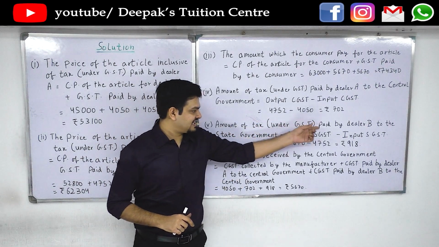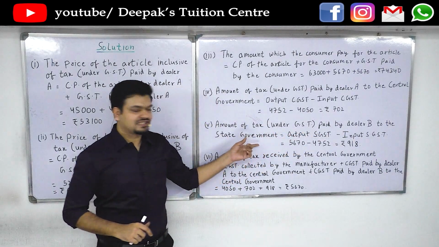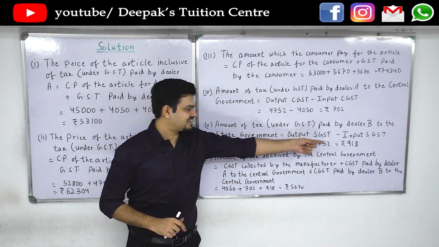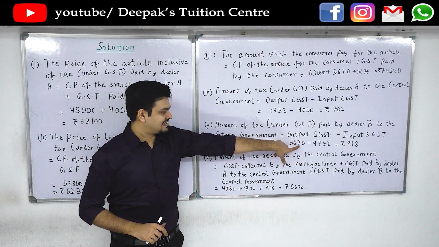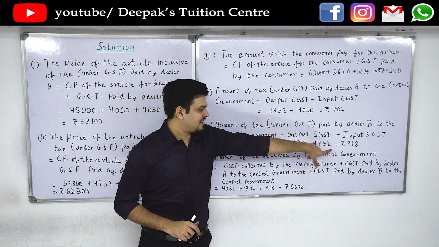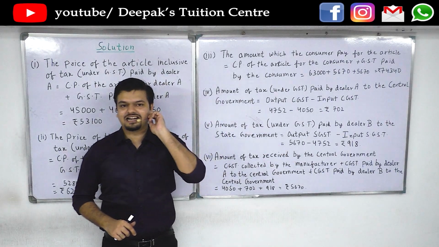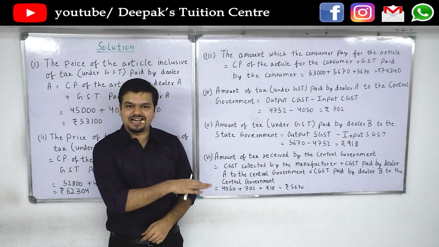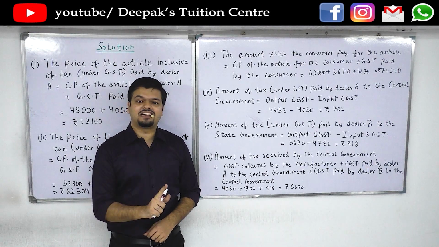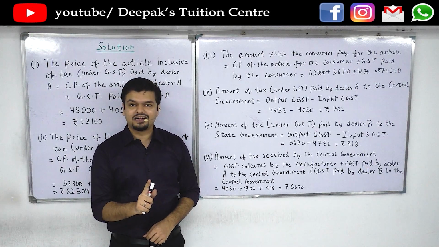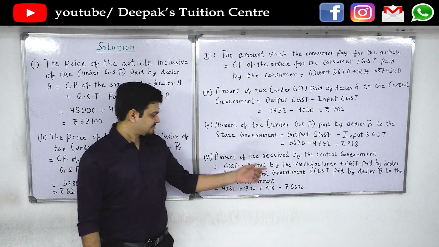Amount of tax under GST paid by dealer B to the central government. Therefore, output CGST minus input CGST. So that will become 5670 minus 4752. That is rupees 918. Dealer B paid rupees 918 to the central government. He also paid rupees 918 to the state government. So that would be the same amount.